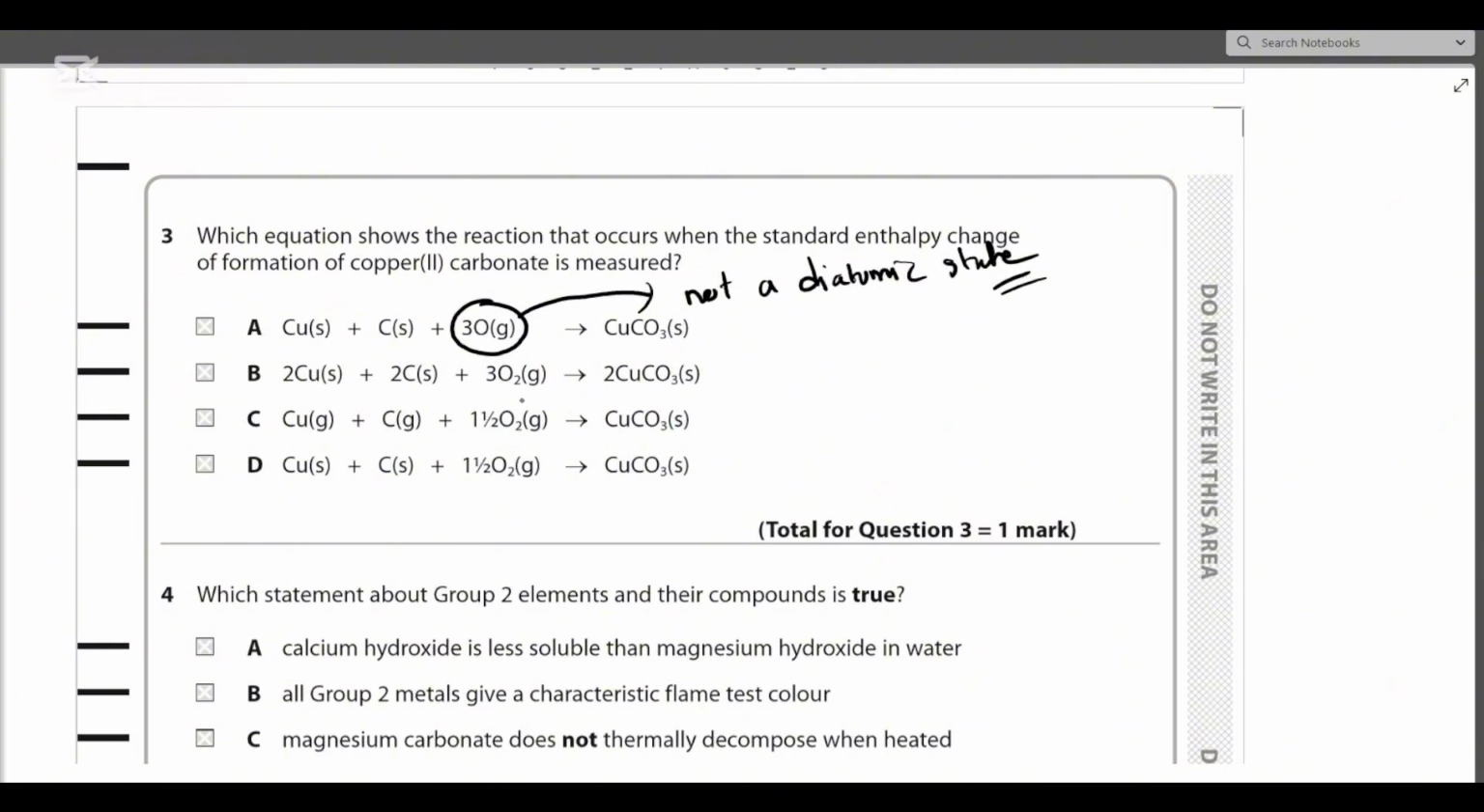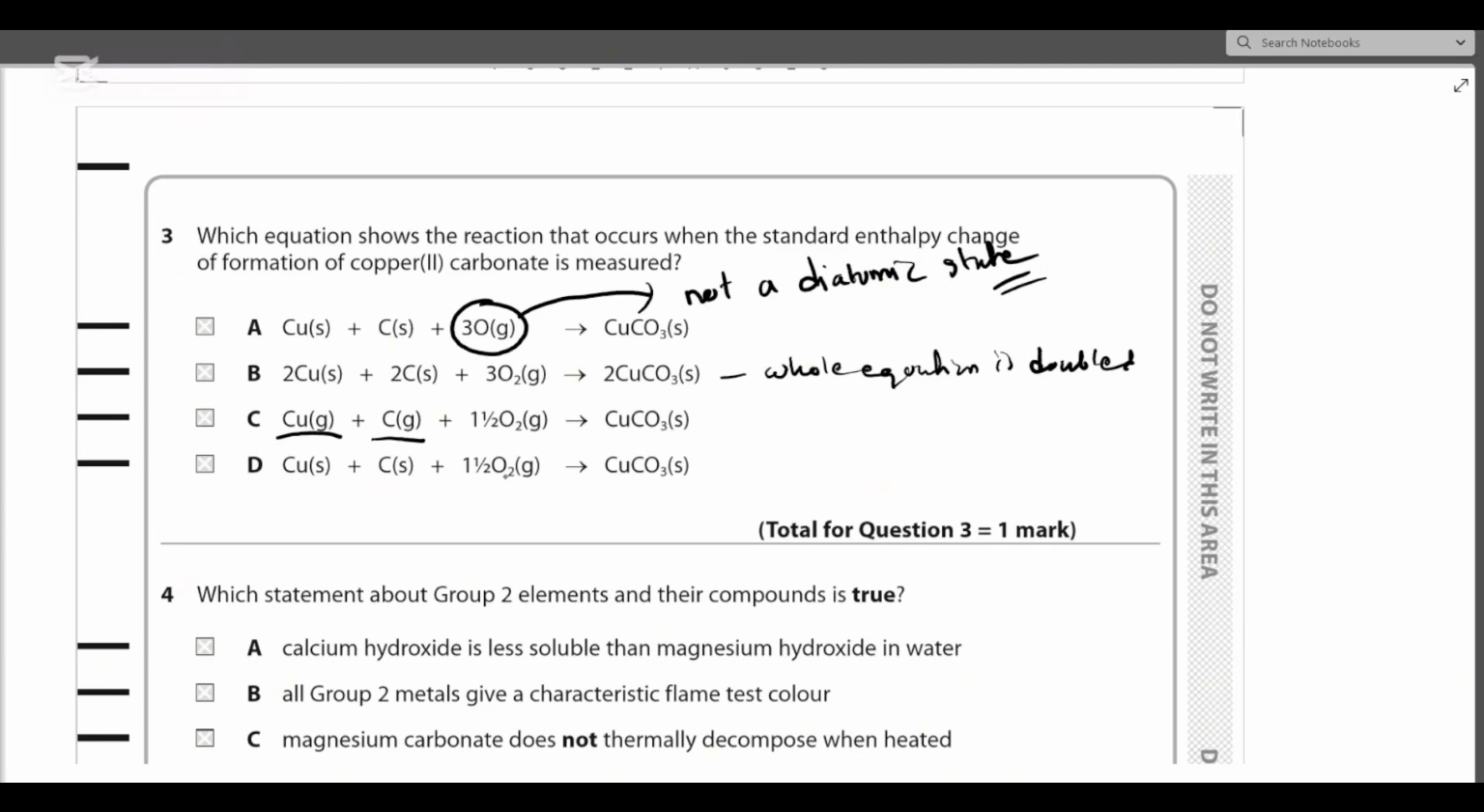If I talk about B right here, we can clearly see that the whole equation has been doubled. But when we find the standard enthalpy change of formation, the product produced is about 1 mole. So that is also irrelevant because the whole equation is doubled. Again, if I talk about C right here, we can easily see that copper and of course carbon, both of them are not at their standard states. The first condition for enthalpy change of formation is that the reactants must be at their standard states with 1 mole.